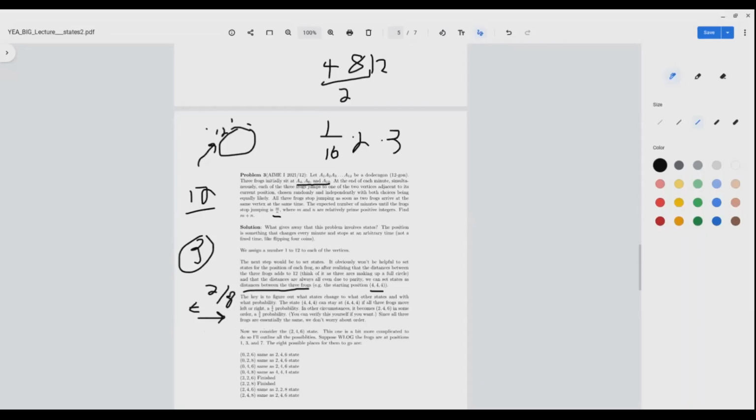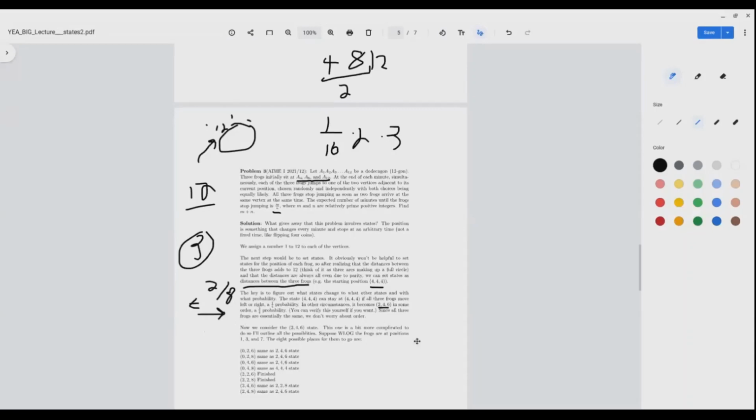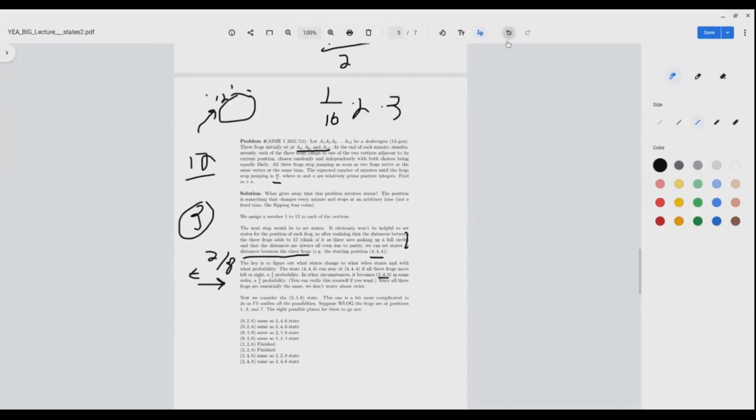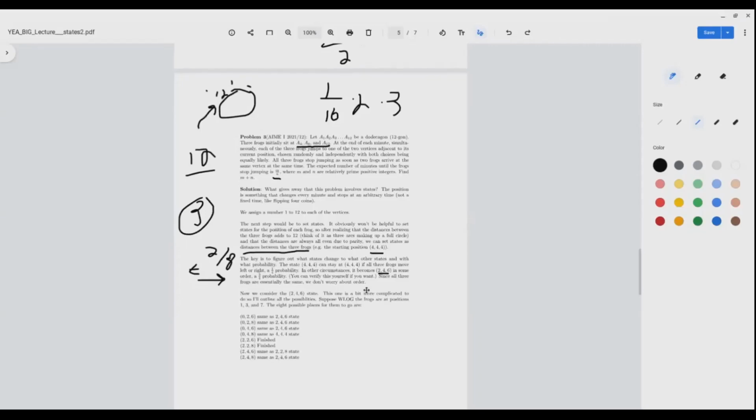What if it doesn't stay at 4, 4, 4? Well, if you test it, you'll notice that due to symmetry, it becomes 2, 4, 6 in some order. So it can be 2, 4, 6, 6, 4, 2, 4, 6, 2, 4, 2, 6, 6, 2, 4, or 2, 6, 4. It doesn't really matter what order they're in, because all the frogs are symmetrical. So 2, 4, 6 is essentially the same thing as having 4, 2, 6 with regard to expected value. Since all three frogs are essentially the same, we don't worry about order.